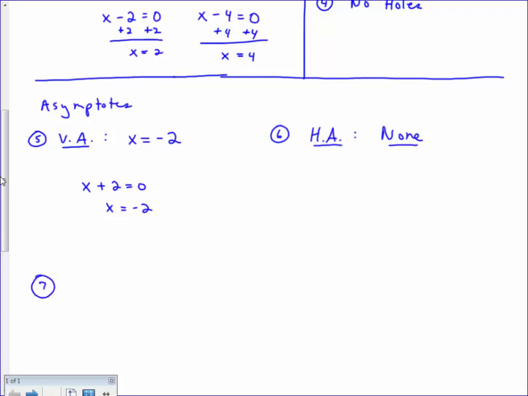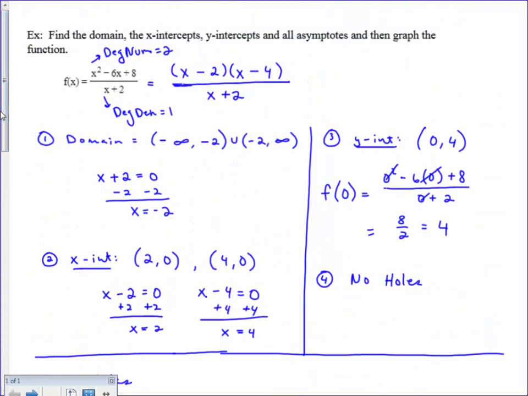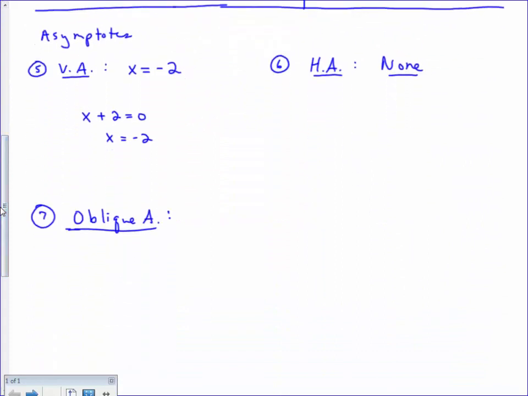Finally, we're looking for oblique asymptotes. Anytime there are no horizontal asymptotes, there will be an oblique asymptote. We find this by long dividing the function, basically by taking the numerator and dividing by the denominator. So we'll set up a long division type problem, x plus 2 on the outside, and then our numerator, x squared minus 6x plus 8 on the inside.